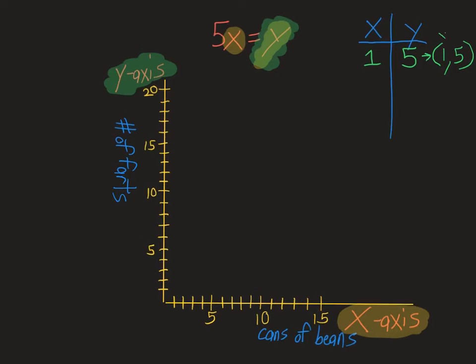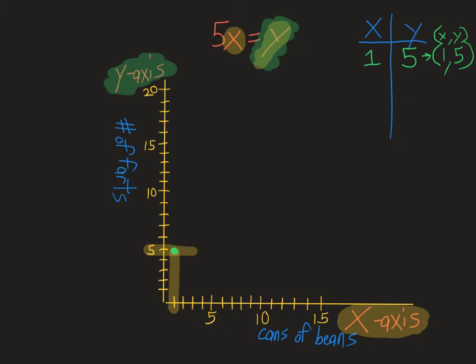Any point can be written x, then y, alphabetical. And then it becomes a point you can graph. So I'll take that 1, 5, and we'll come over here to our graph, and there's 1 on the x-axis, and then 5 on the y-axis is right here. And so the point where they cross, that's 1 comma 5. So if I have 1 can of beans, I'm going to end up with 5 farts.